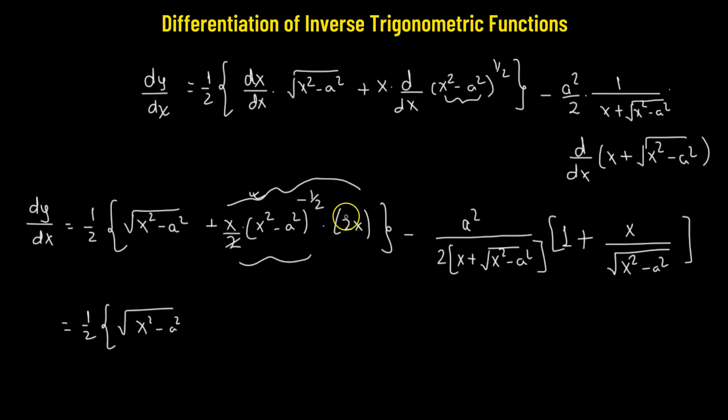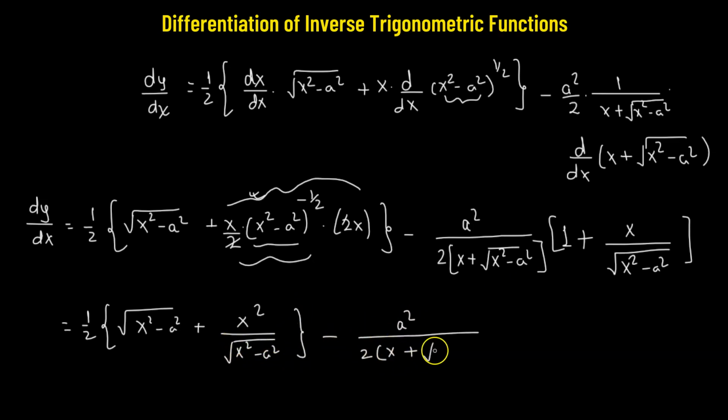So this 2 and 2 goes away. x and x get multiplied to give us x squared. And we'll take this term to the denominator. So that's simply square root of x squared minus a squared. Fine. Minus a squared. So we combine these two terms. So we have square root of x squared minus a squared plus x whole thing divided by square root of x squared minus a squared.